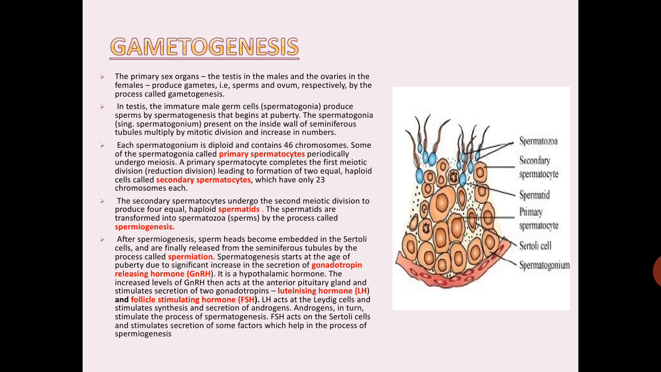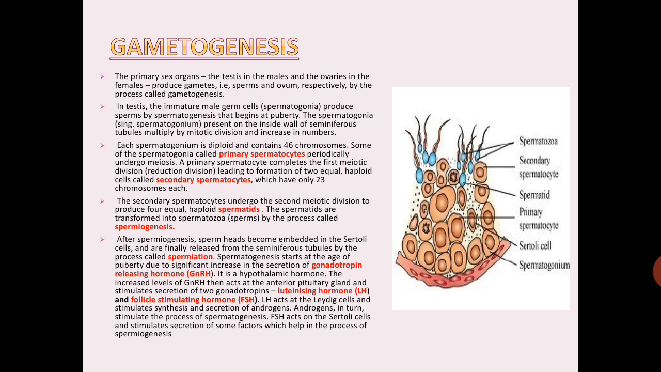Coming to gametogenesis. What is gametogenesis? Genesis is the process of formation, so gametogenesis is the process of formation of gametes. Let us study how the male gametes and the female gametes are formed. The primary sex organs, the testis in males and the ovaries in females, produce gametes, that is sperms and ovum respectively, by the process called gametogenesis.